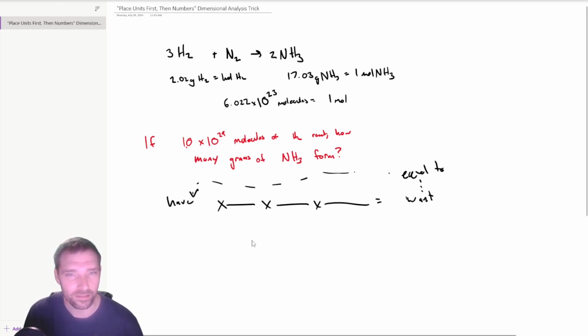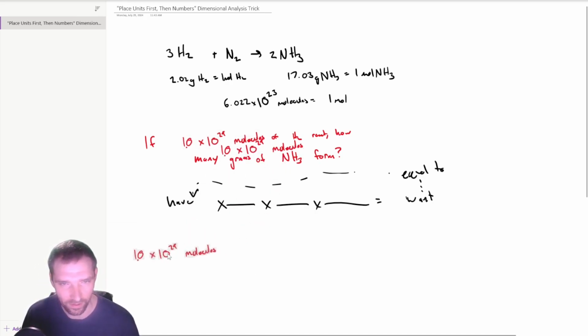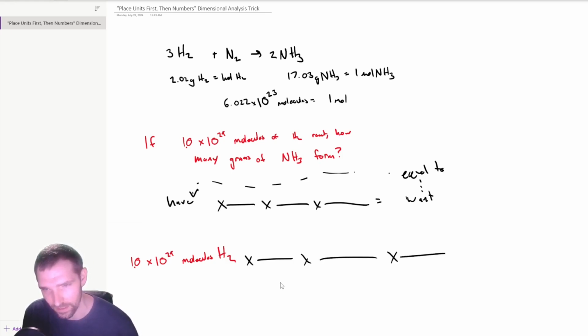So let's say that you have 1.0 times 10 to the 24th molecules of H2, and you're trying to convert that into something else, let's say grams of product formed here. So you're going to need to get your ratios, and I think there might be 3 in here. But generally what I tell my students to do is place your units in right now.